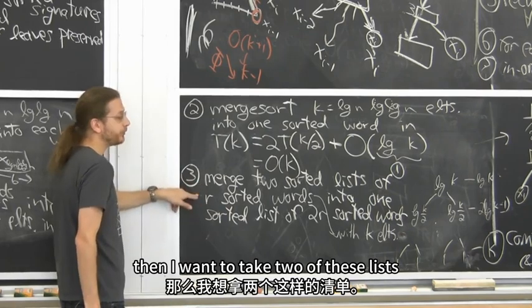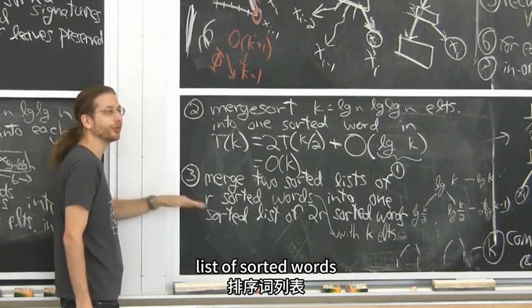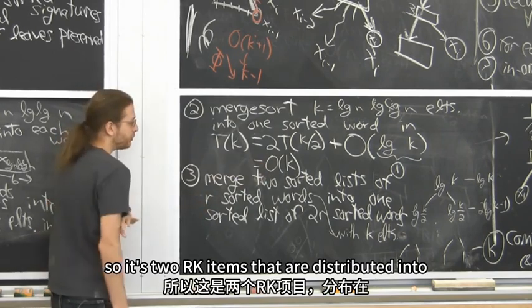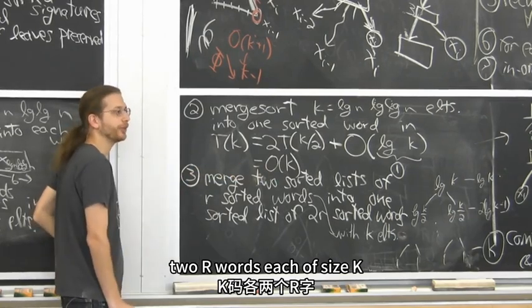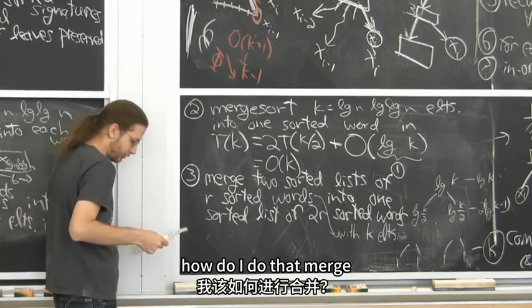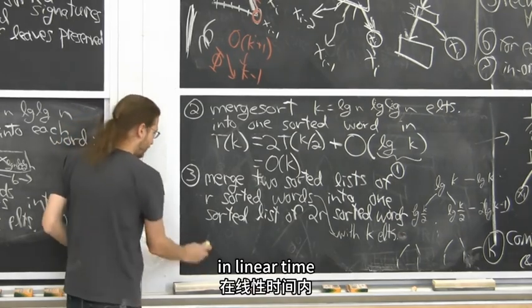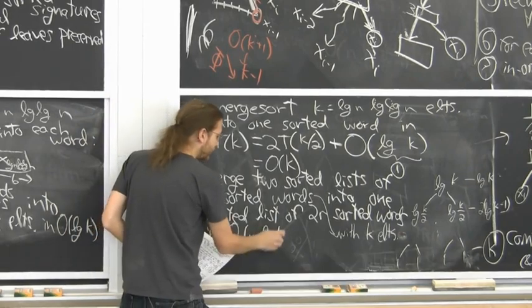Then I want to take two of these lists and merge them together and get one sorted list of sorted words. So it's two rk items that are distributed into two lists of r words, each of size k. How do I do that merge? In linear time, and I only need to do it in r log k time.